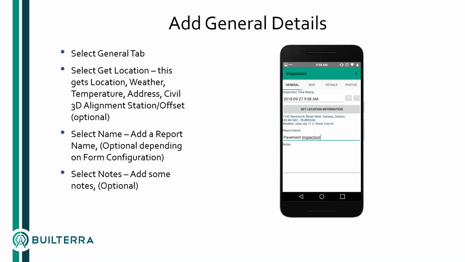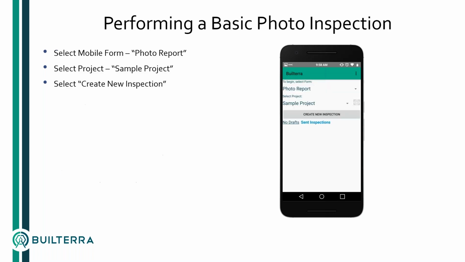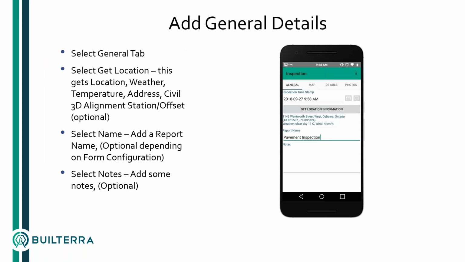The general details: as soon as you create a new inspection, that button takes you to this simple interface. At the top there's general, map, details, and photos. Those are the icons or menus available to you. You could type in a report name and then immediately start taking pictures. If you don't have to fill in any details, you're immediately just taking pictures.